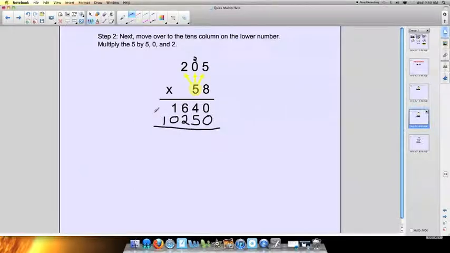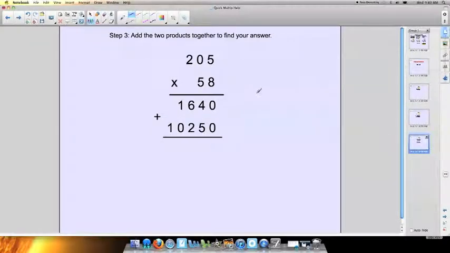What I'm going to do next is add these two numbers together. Because essentially what I did is I multiplied 8 times 205, which is 1,640, and then I multiplied 50 times 205, which is 10,250. Now it's time to add those numbers together. 0 plus 0 is 0, 4 plus 5 is 9, 6 plus 2 is 8, 1 plus 0 is 1, and 0 plus 1 is 1. I got 11,890.